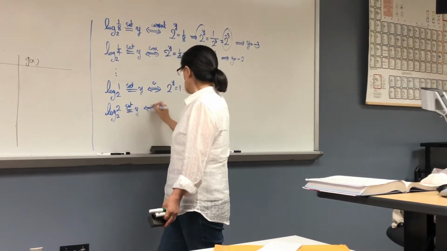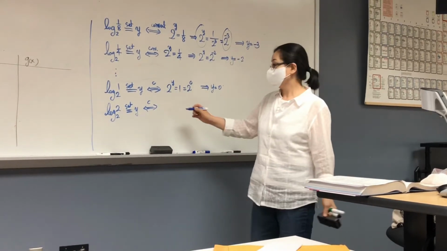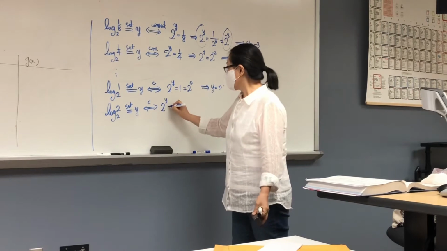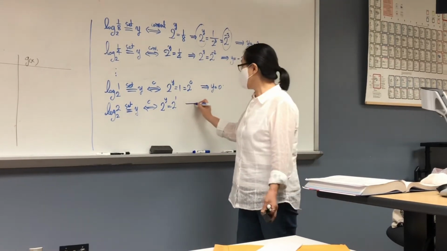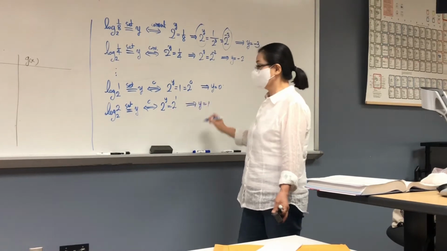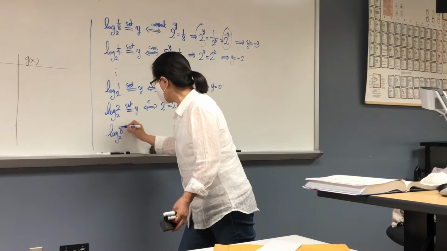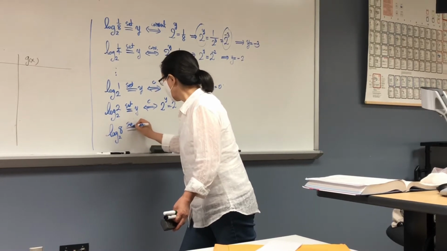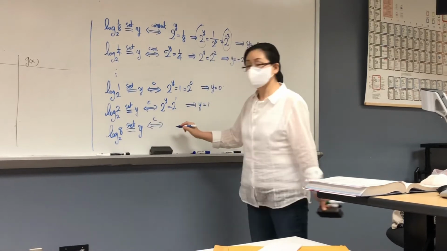And then what is the convert form? 2 to the y equals 2. So 2 means what? First power, right? So what is y? 1. Good. Same thing. Log 2 of 8 equals what? Set y. Convert.